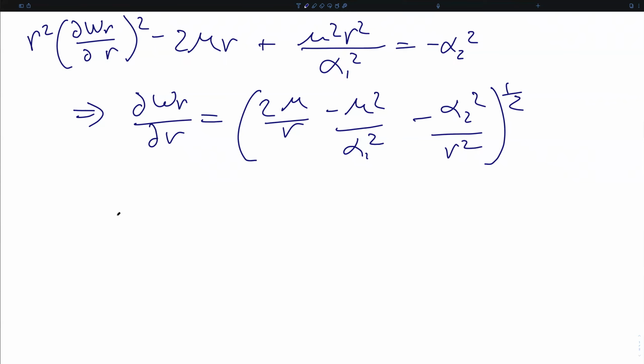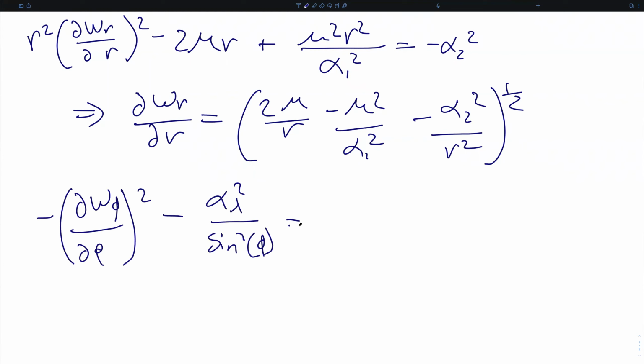We next evaluate the right-hand side of our separation equation and write, that is, negative the square of the partial of W_phi with respect to phi, again replacing W1 with W_phi, since that is the only piece that has any phi dependence, minus alpha lambda squared over sine squared phi is all equal to our separation constant, negative alpha 2 squared.